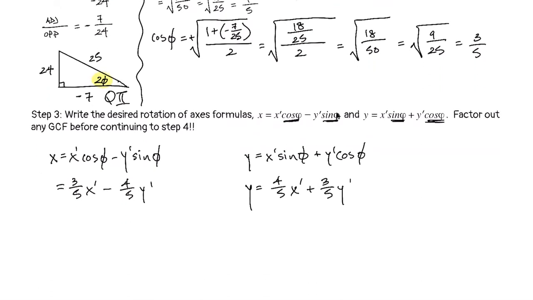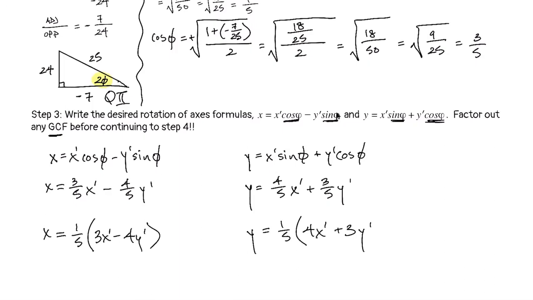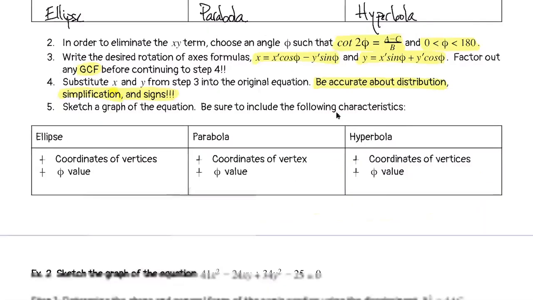And keep in mind that I want us to factor out the greatest common factor. I noticed that 3 and 4 don't share any common factors, so I just want to factor out the 1/5. And the same thing for the y: 1/5 parentheses 4x prime plus 3y prime.